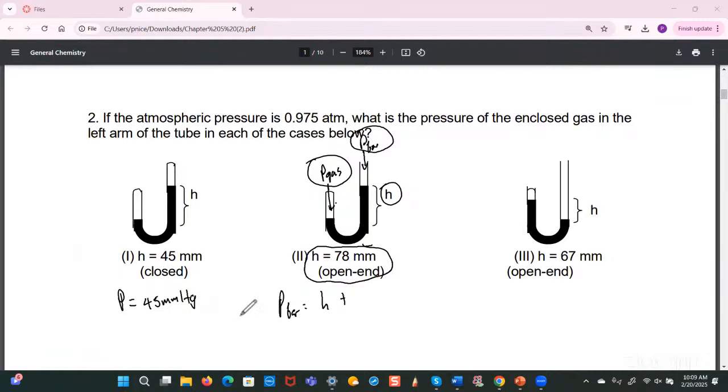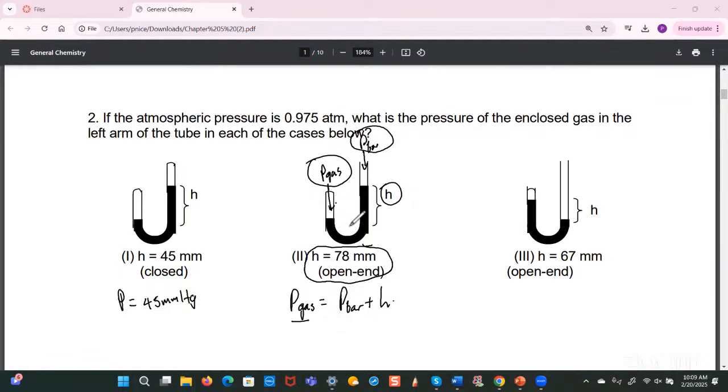Let me erase this here. So what's the mathematical relationship? You can look at what I just explained, those diagrams I showed you with the open end manometer, the 2 situations. Okay, so pressure of the gas equals P bar plus H. Now, why do you say that? Let me hear your rationale. Well, I assume that we're trying to find the pressure of the gas. Right, I'm trying to find the pressure of the gas, yeah. So we take the pressure that we know plus the height.